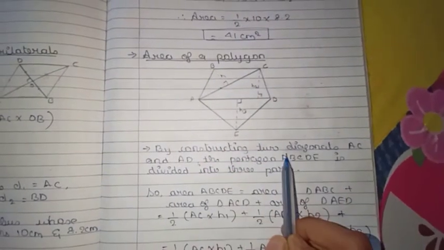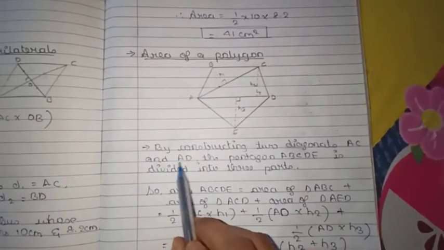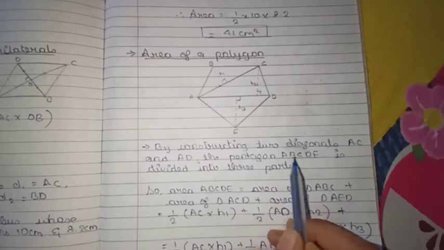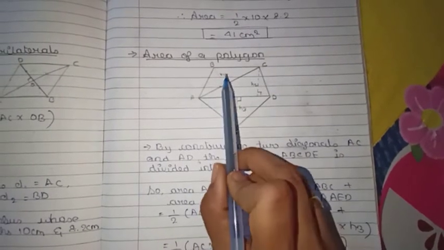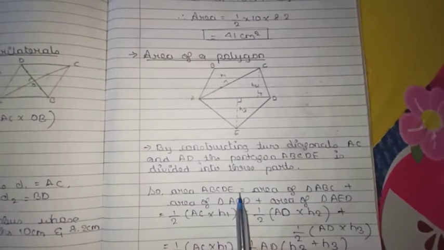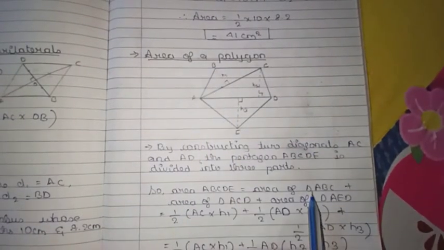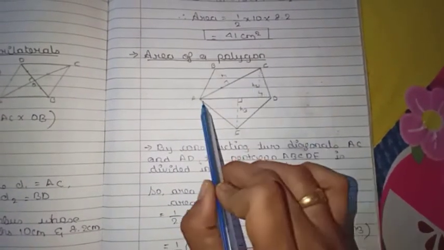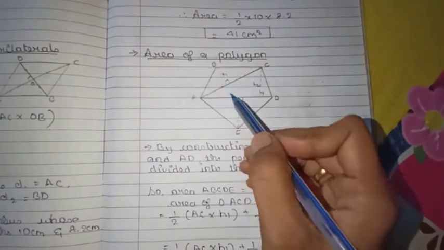So we can do this by first constructing two diagonals, AC and AD. The pentagon ABCDE is divided into three parts, 1, 2 and 3. So area of ABCDE will be equal to area of triangle ABC, plus triangle ACD, plus triangle ADE.